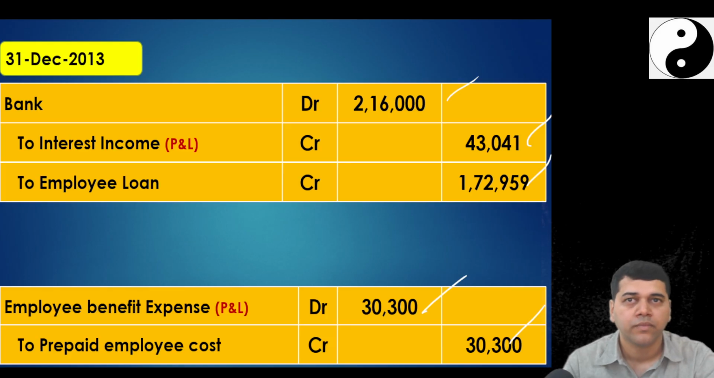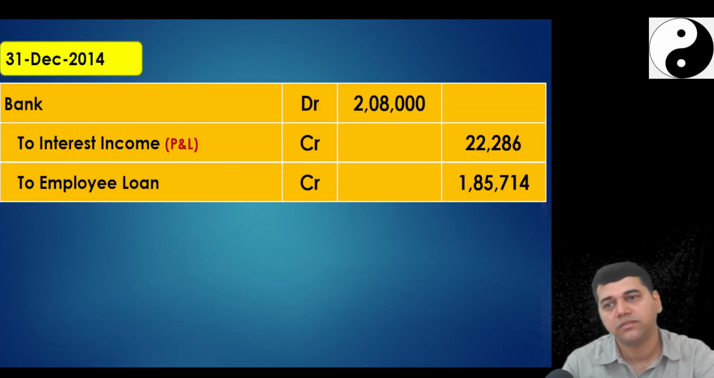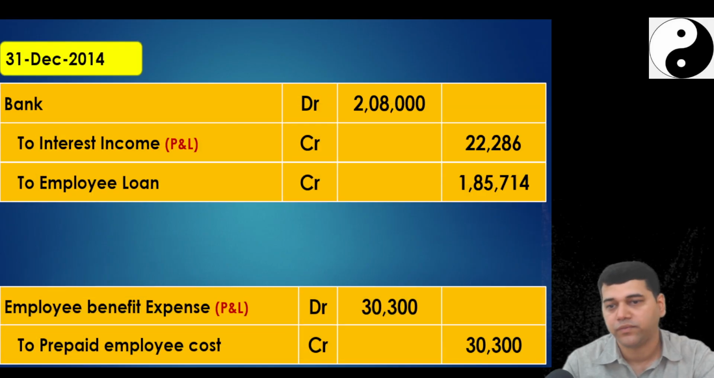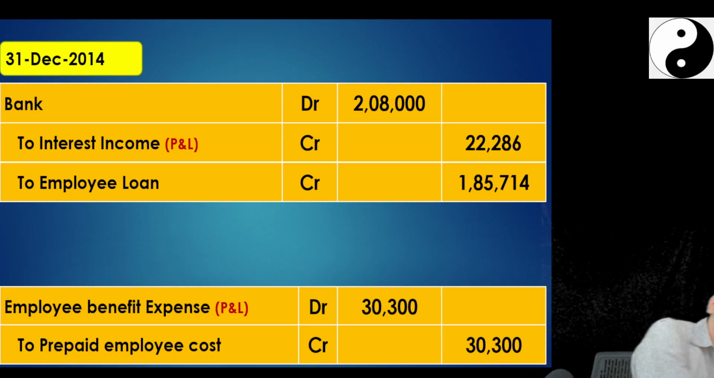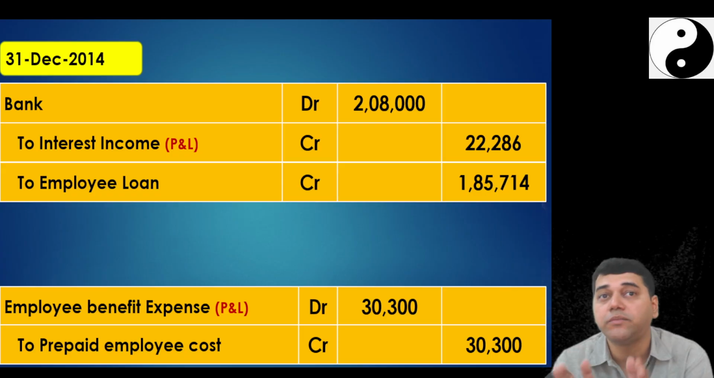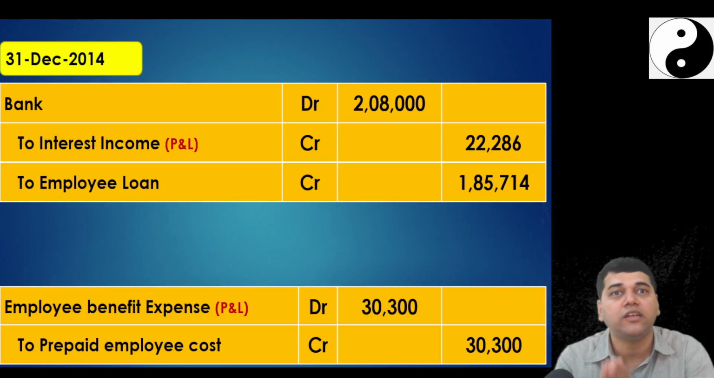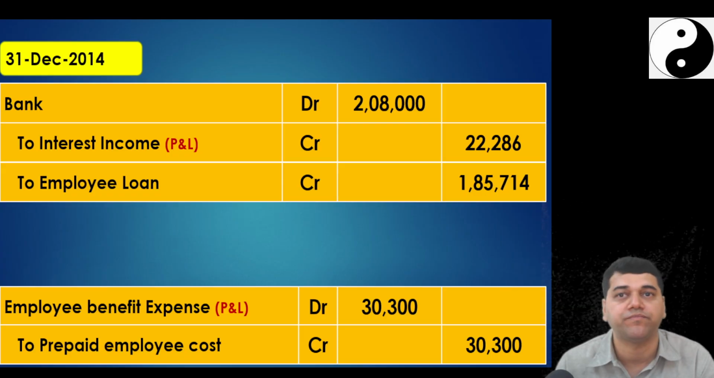Clear? Then one more entry you will pass: bank to interest income, to employee loan, to employee benefit cost. With this, on 31st December 2014, the entire loan accounting got finished. You have no more accounting to be done.